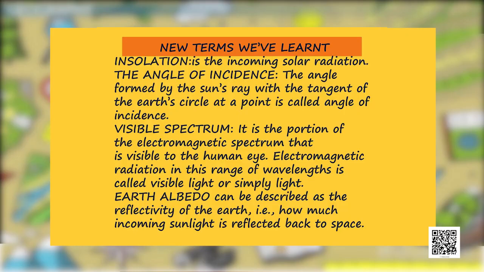We have learned new terms such as insolation, which is the incoming solar radiation; the angle of incidence, the angle formed by the sun's rays with the tangent of the earth's circle at a point; and the visible spectrum. It is the portion of the electromagnetic spectrum that is visible to the human eyes. Electromagnetic radiation in this range of wavelength is called visible light or simply light.